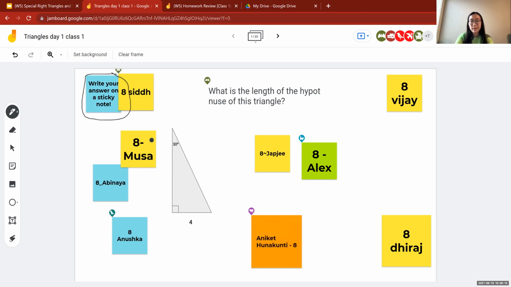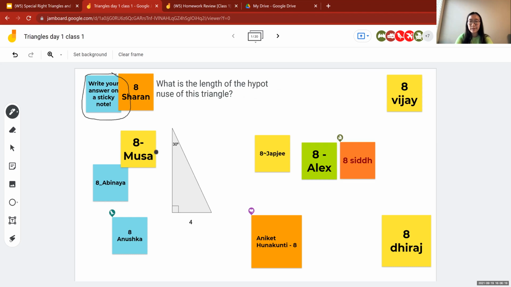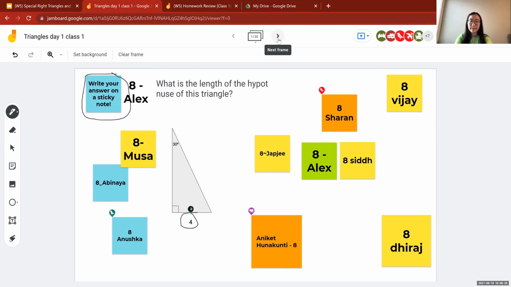Yeah, nice job. The answer is 8. So this is a 30-60-90 degree right triangle, and the length of the short leg is 4, and the length of the hypotenuse we know is double that, or 8. So good job.